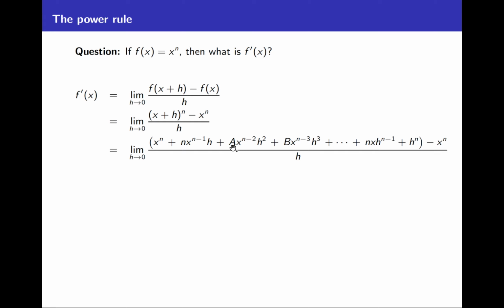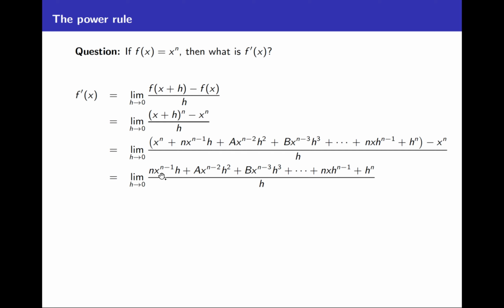I've been kind of hazy about what these coefficients a and b and so on are. It turns out we don't need to really know what they are because they're going to disappear in this limit. In fact, if you look at this, you have two like terms, x to the power of n and minus x to the power of n. So those are going to cancel out. And look at what we get. What's on top is all of this other stuff.